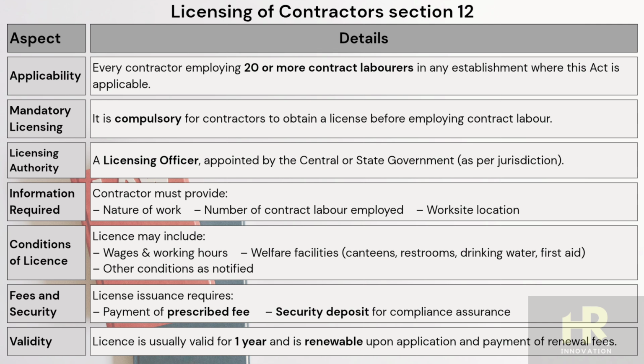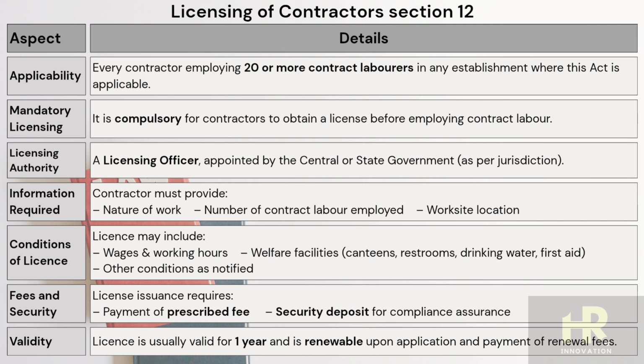Licensing of contractors. Section 12. Step 1. Applicability. This rule applies to every contractor who employs 20 or more contract laborers in any establishment where this act is applicable. Step 2. Mandatory licensing. It is compulsory for such contractors to obtain a license before hiring contract labor. Without a license, employment is considered illegal under this law.